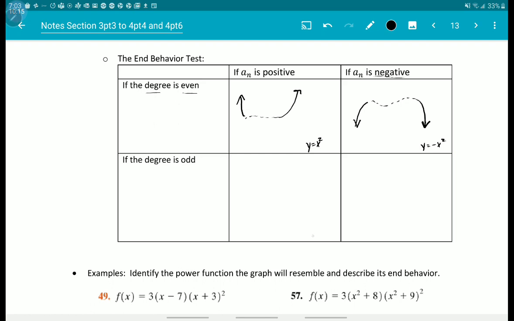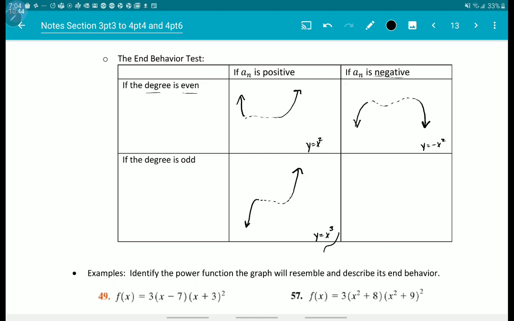Now, if the degree is odd, we could think about x cubed. X cubed looks like this. And we're using that positive leading coefficient. So that left-hand side is going to go down and that right-hand side is going to go up. There could be some twists and turns in here, but the end behavior is going to model really what x cubed looks like on the ends.